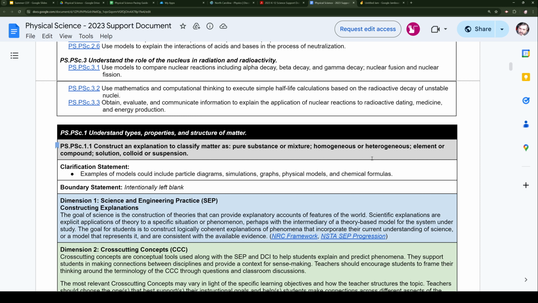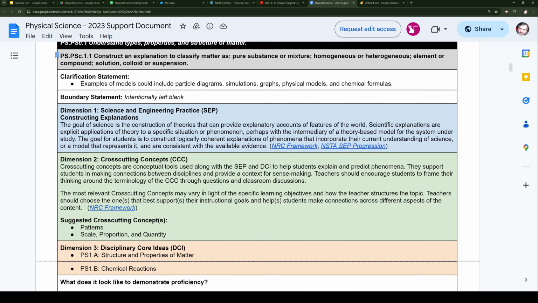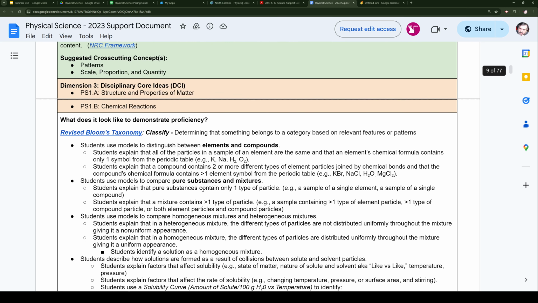Somebody else is viewing it. Hello, Anonymous Lemur. It appears that we are doing things a little bit differently.